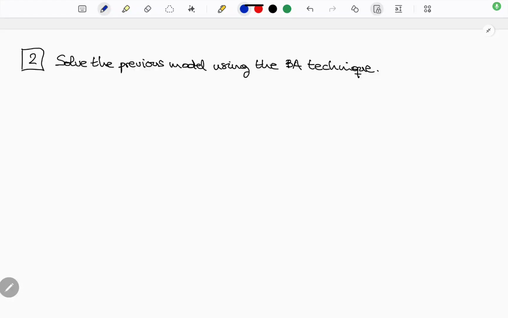This is problem set 3, exercise 2. Now we're going to solve the same problem that we solved in the previous exercise, exercise 1, but in this case we are going to use the technique used with the Barabasi-Albert model, the one that we saw in the theoretical part of this course.